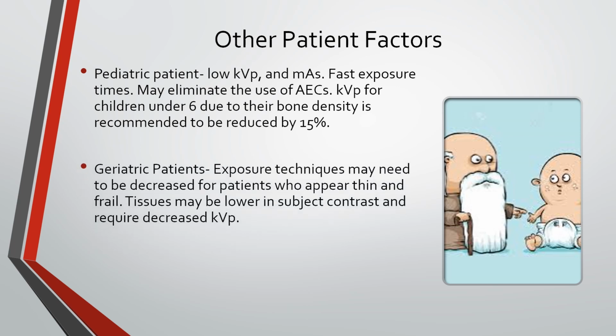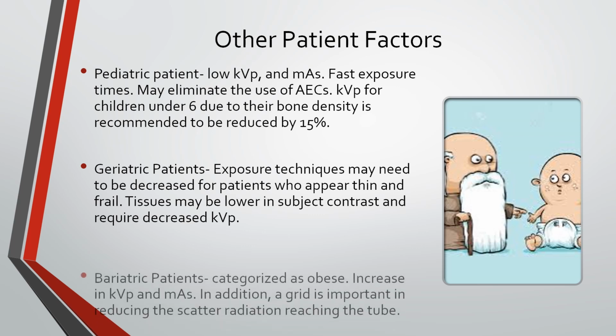Geriatric patients, exposure techniques may need to be decreased for patients who appear thin and frail. So this is kind of with the asthenic people, but geriatric patients even more so. Tissues may be lower in subject contrast and require a decrease in kVp. They may have osteoporosis going on. They have loss of muscle. Muscle is more dense than other soft tissue, and these kinds of things. All right, so we need to evaluate the patient. Geriatric, we may need to reduce what we're doing.